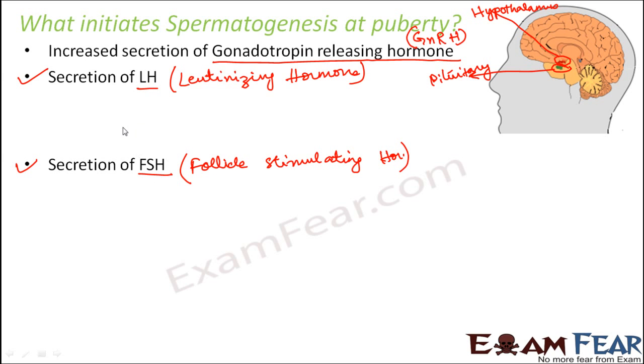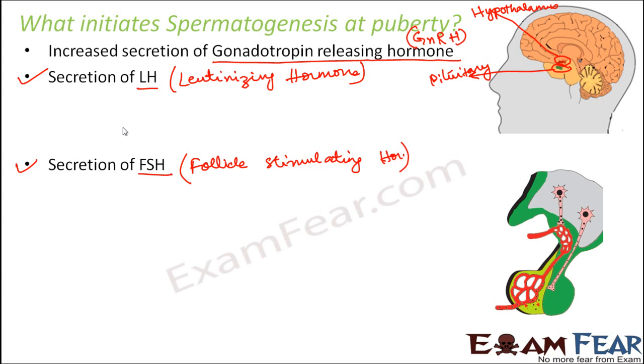And what do these hormones do? Let us have a quick look at how they are connected. This is the hypothalamus and this is the pituitary. This side is the anterior pituitary and this side is the posterior pituitary. When gonadotropin releasing hormone is secreted from the hypothalamus, it sends a signal to the anterior pituitary, which stimulates the secretion of LH and FSH.